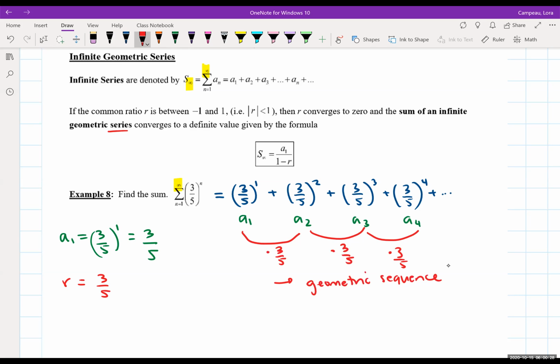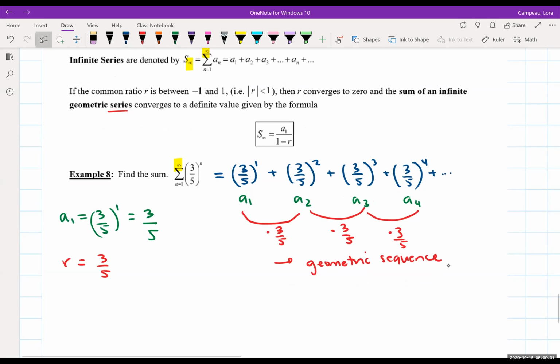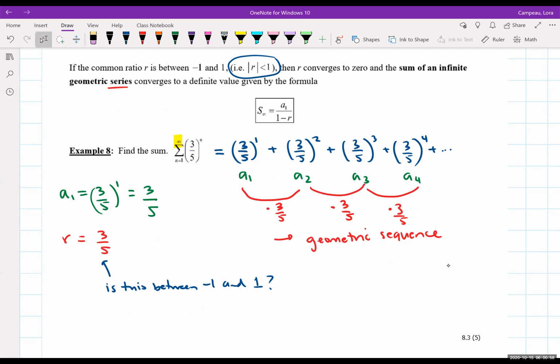So the key here is to ask yourself, before you have a nice formula for this, is this between 1 and -1? So it's 3/5. And that's what this notation is talking about. And so as long as that is the case, you could say, well, yeah, that's true. The absolute value of r is less than 1. It is, because if it was outside of -1 and 1, you would have yourself an improper fraction.